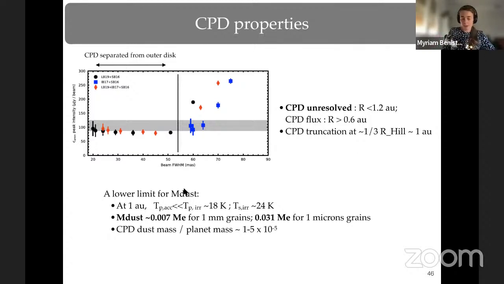From the flux that we derived, we only have one wavelength. So we have to assume temperature and some properties for the grain size, but we can derive a lower limit for the dust mass. And in general, we found that the mass ratio between the dust of the circumplanetary disk and the planet would be about similar to what is occurring in the Jupiter satellites.